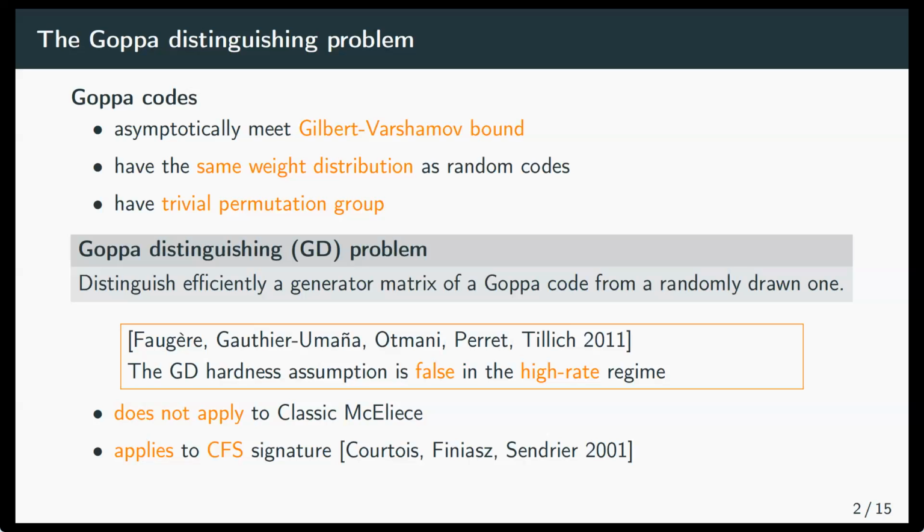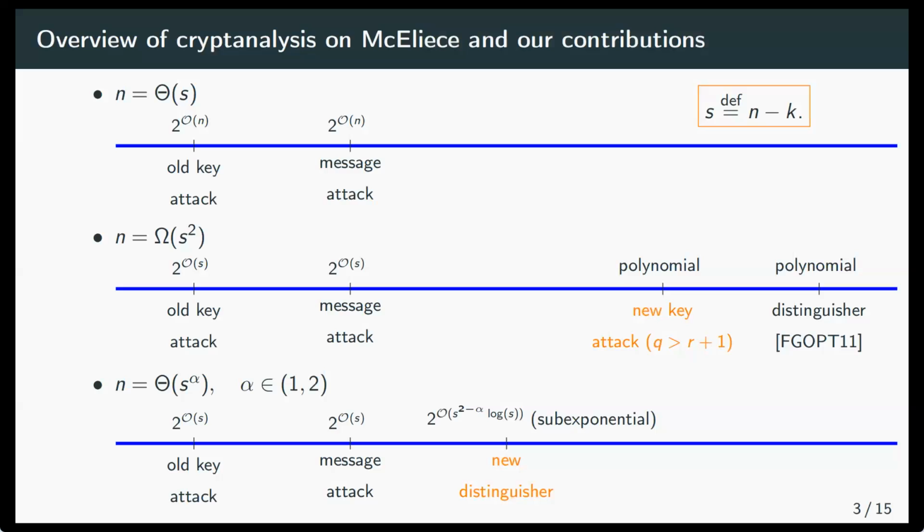Now, this distinguisher does not apply to classic McEliece because the rates used there are much lower than the distinguisher threshold. But still, it is somehow a breakthrough because it's very important to understand which parameters are suitable and which are not to instantiate McEliece. And also, it does apply to the CFS digital signature, which requires the use of high-rate binary Goppa codes.